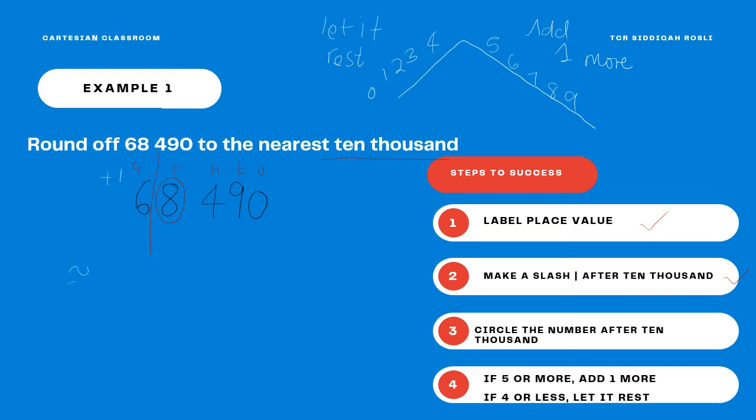So the squiggly wiggly, we don't use an equal sign because we are rounding off numbers. So let's just drop that off. So 1 plus 6 gives us 7. Remember, the numbers after the slash become 0. So we have 7 because 1 plus 6 gives us 7, then 0, 0, 0, 0. So the answer is 70,000 when it's rounded off to the nearest 10,000.